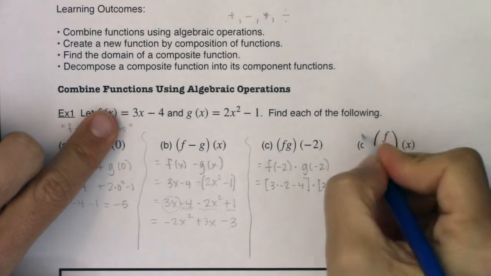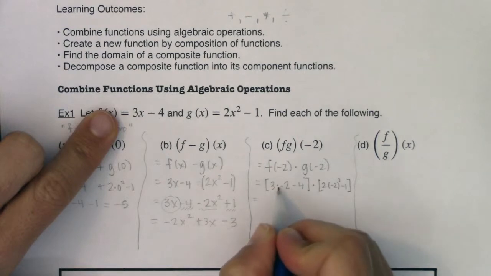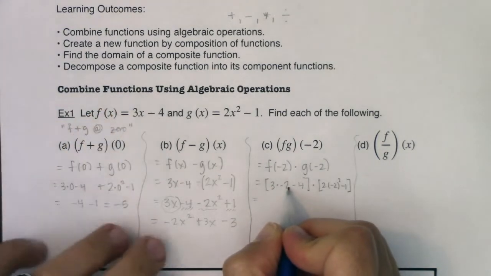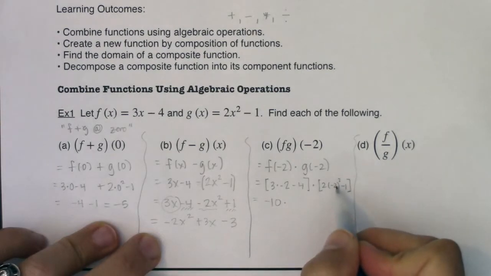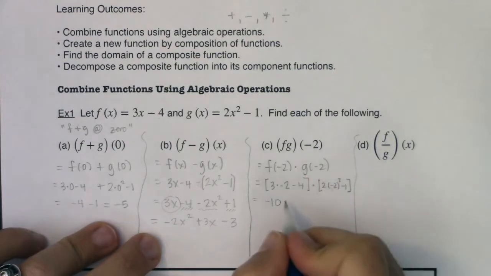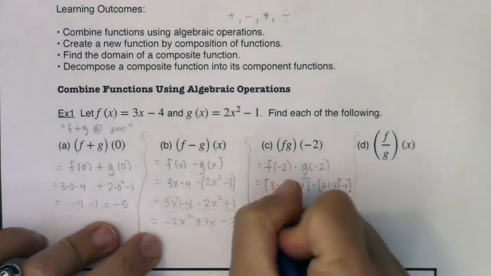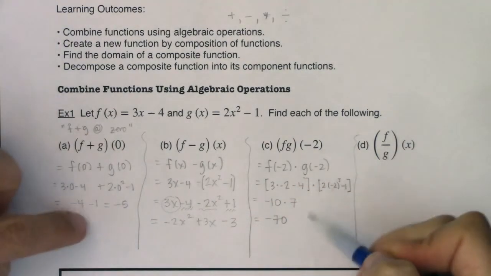I'm going to start writing small, just so I have enough room for part D. So let's PEMDAS this. This would be negative 6 minus 4, so that's negative 10. If I'm in here, negative 2 squared is positive 4. Positive 4 times 2 is 8. 8 minus 1 is 7. So this is ultimately negative 70. Again, started with a number, ended with a number.